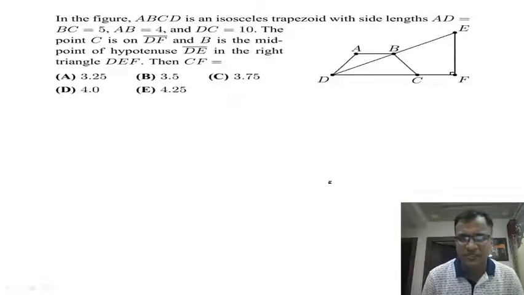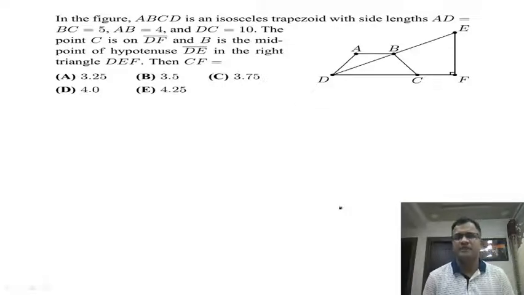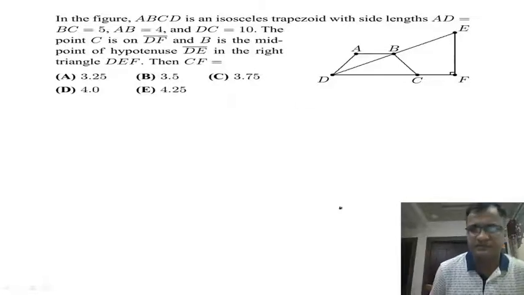As you can see, you are given an isosceles trapezoid ABCD with side lengths AD equals BC equals 5, AB equals 4 and DC equals 10. Here the point C lies on the side FD and B is the midpoint of the hypotenuse DE in the right angle triangle DEF. Now you have to find the length of CF.